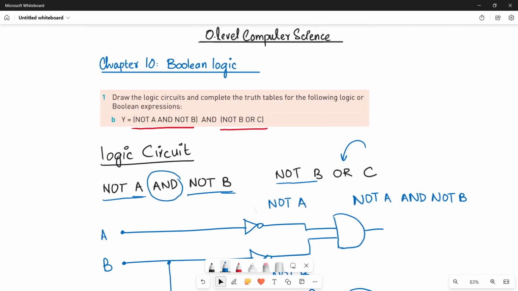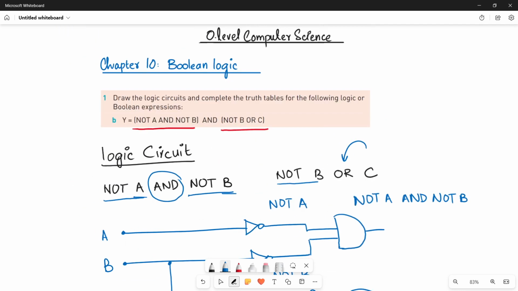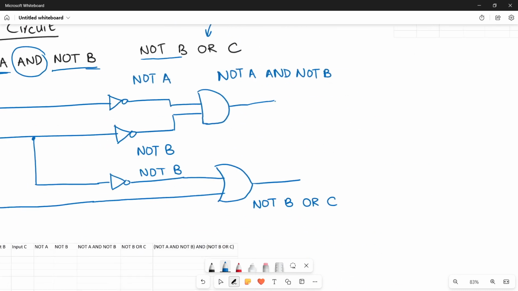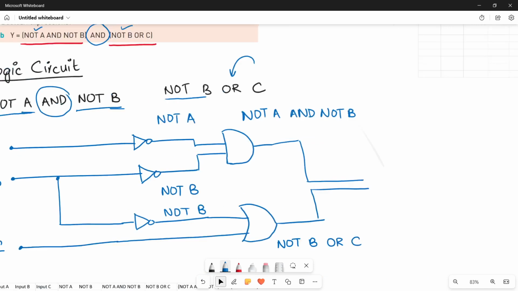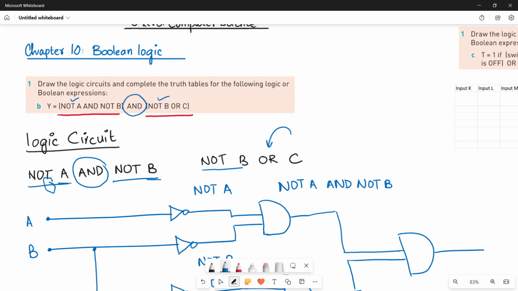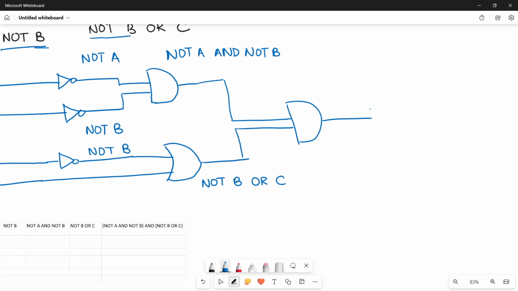Once we make the circuits for both the inner brackets, then we will connect them through an AND gate. So it's very easy. Both of these lines, the first one is NOT A AND NOT B, and the other one is NOT B OR C. They will be connected through an AND gate to give you the final result, and the final result is represented with a variable Y. So we can simply write Y equals, here we will be getting Y after passing them through an AND gate.